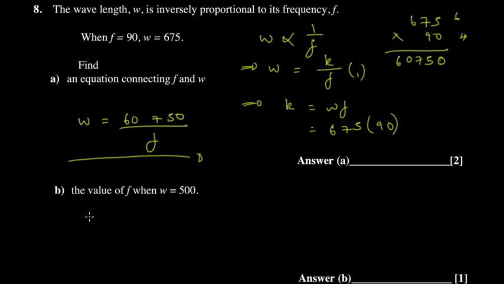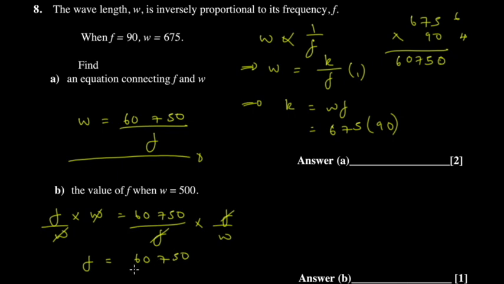Now it says find the value of f when w is equal to 500. Here you can do change of subject first. You want f, so you multiply both sides by f, and in the same breath you can also divide both sides by w, so that you get f as the subject. So f is equal to 60,750 divided by w. You're given that w is equal to 500.